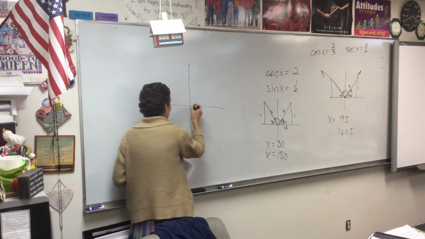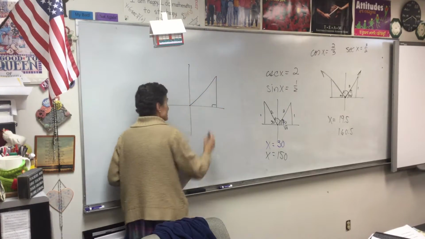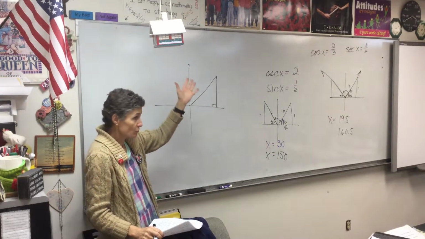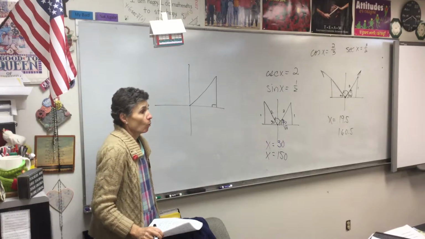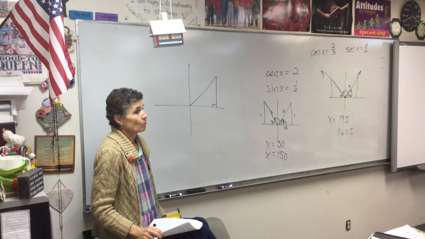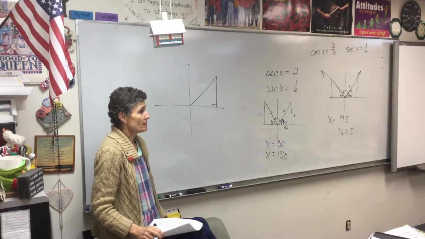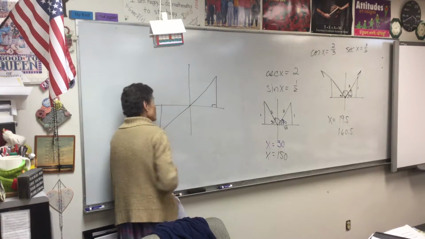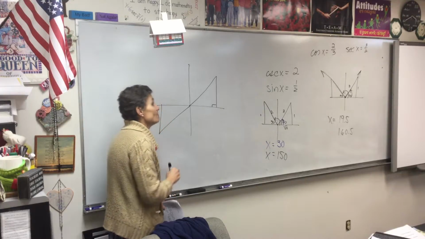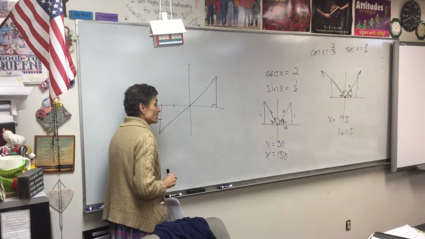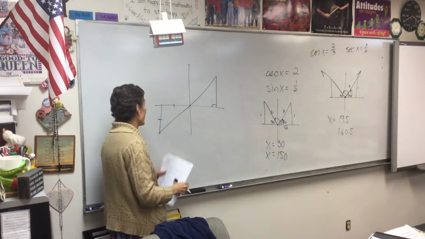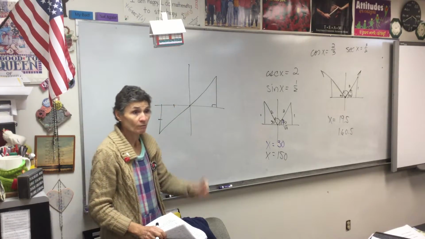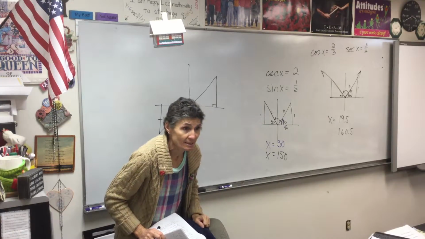So somebody said 1. Clearly, the tangent is positive in 1. Everything's positive in 1, right? There's no negatives in 1. Where else would the tangent be positive? 3. Why 3? You are exactly right. Because tangent is opposite over adjacent, or y over x, and in quadrant 3 they're both negative. So when you put one over the other one, you get a positive.